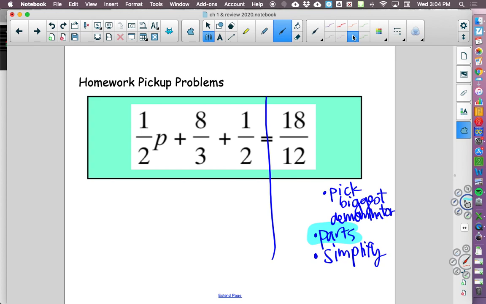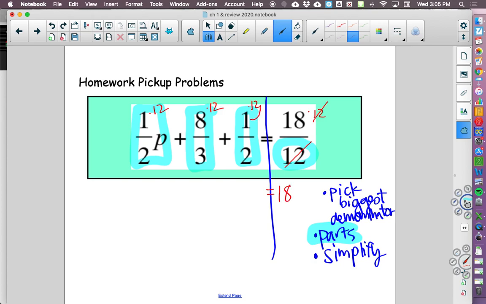Okay, now that we're back, my biggest bottom number is a 12. So I'm going to take a 12 and times each of my parts. Here's a part, here's a part, and here's a part. I'm going to take each of my numbers and times it by 12. Now remember, a fraction is just times by the top, divide by the bottom. These 12s cancel out. I'm left with 18.